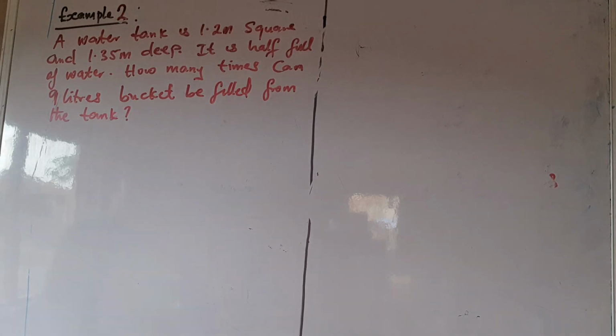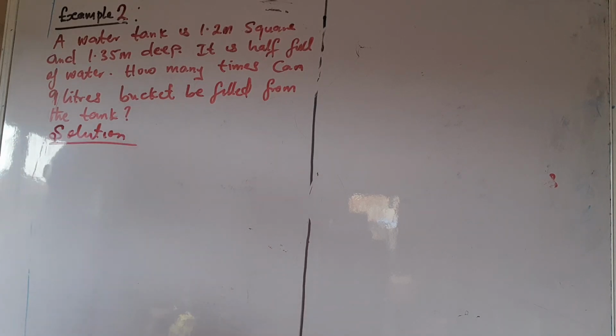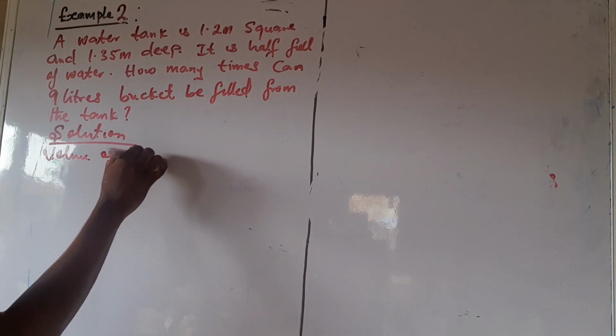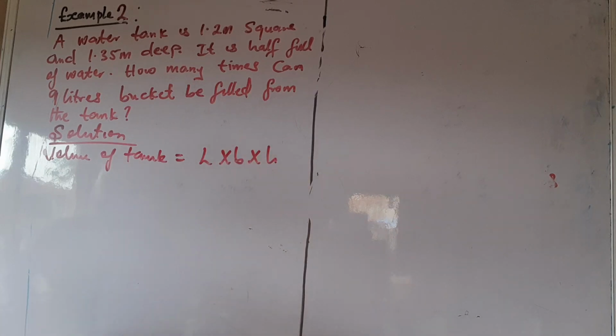We have the depth D as 1.35, which represents the height. The tank is half full of water. We have a 9 liter bucket. How many times can we take 9 liters with this bucket from the tank? The first thing you need to do is calculate the total volume of the tank. The volume of the tank equals length times breadth times height.